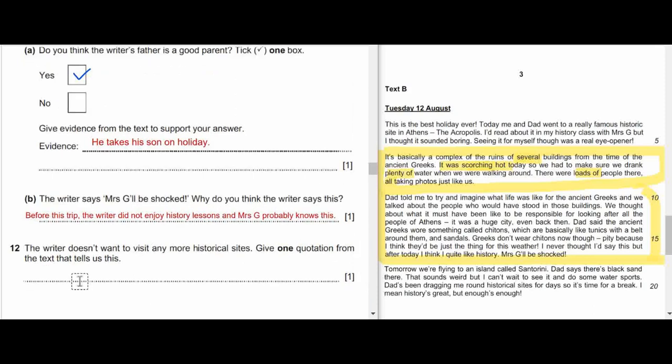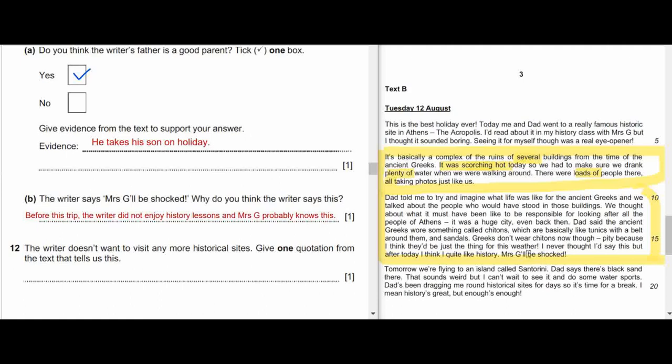Next, let's move on to question 12. The writer doesn't want to visit any more historical sites. Give one quotation from the text that tells us this. Ten seconds. 10, 9, 8, 7, 6, 5, 4, 3, 2, 1. Well, the hint for this is in the previous question, where we stopped.